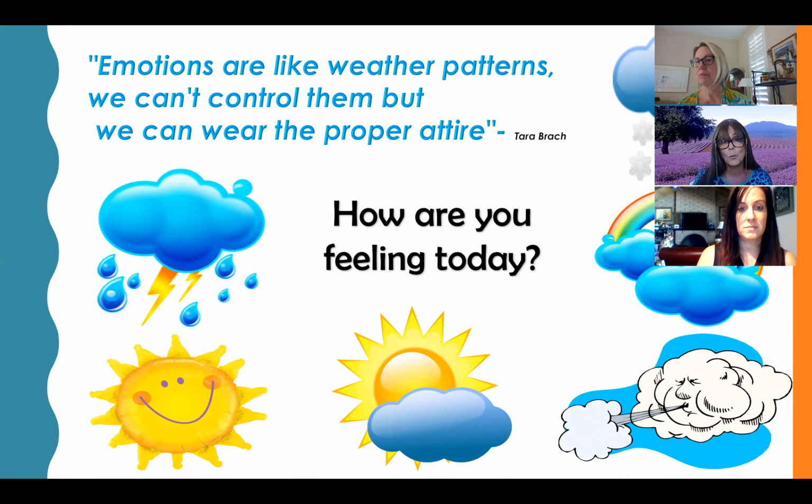I love this quote about emotions being like weather patterns. We can't control them, but we can wear the proper attire. Like when it rains, we can put on a raincoat. So I like to ask, what do we pull into our resiliency toolkit to help us when we've identified an emotion or feeling that's been going on? So there's lots of different weather today. I'm out in Arizona where it's very sunny right now, but that may not be how I'm feeling.